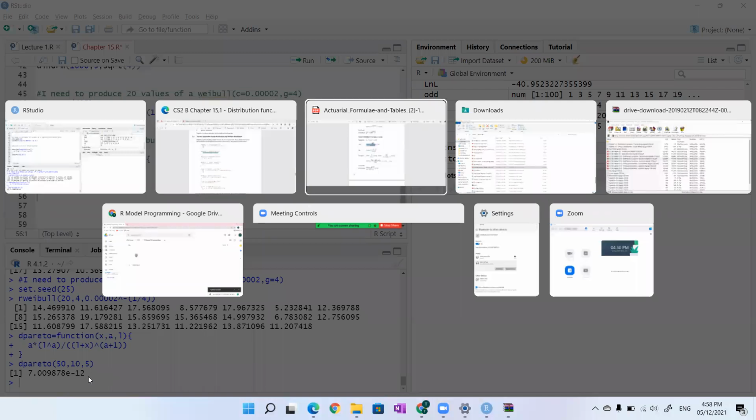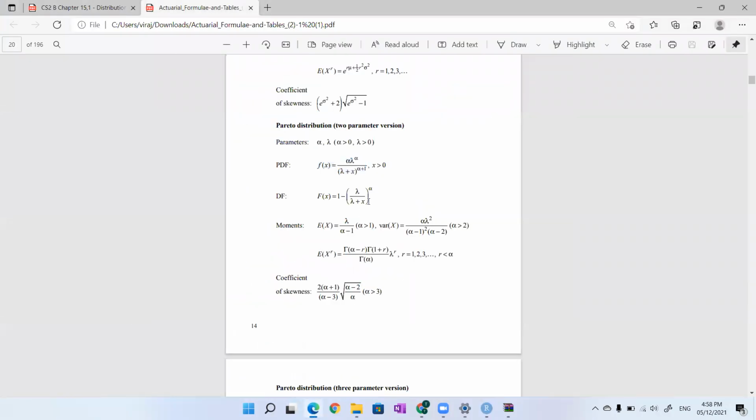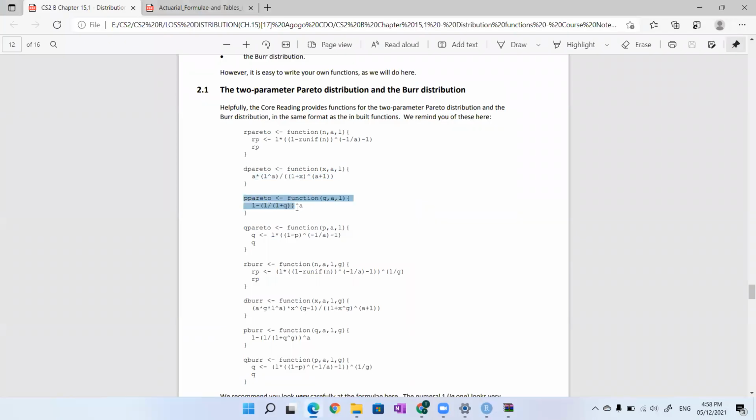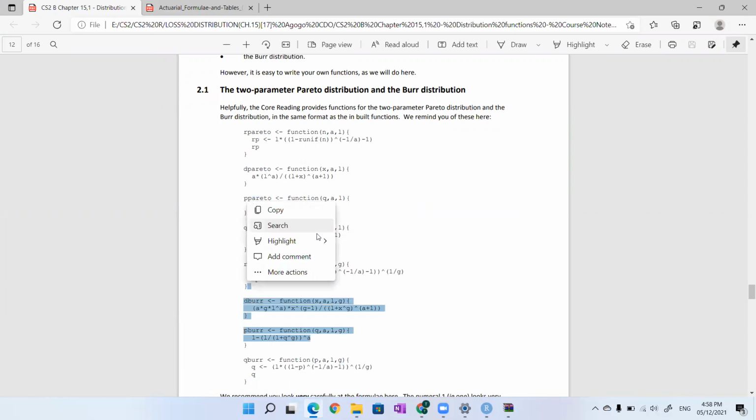Now P Pareto. P Pareto is nothing but your CDF. This is written in your P Pareto. I want you all to make a function. Compare your function with respect to your P Pareto as well as your P Burr also. So we have seen this.